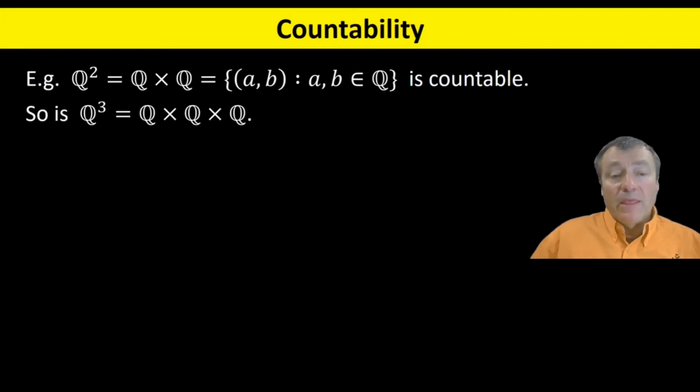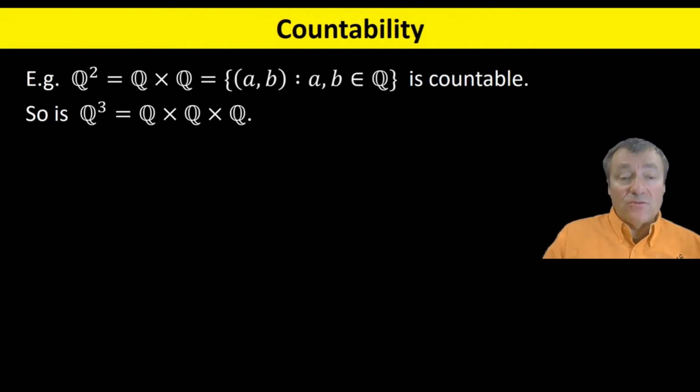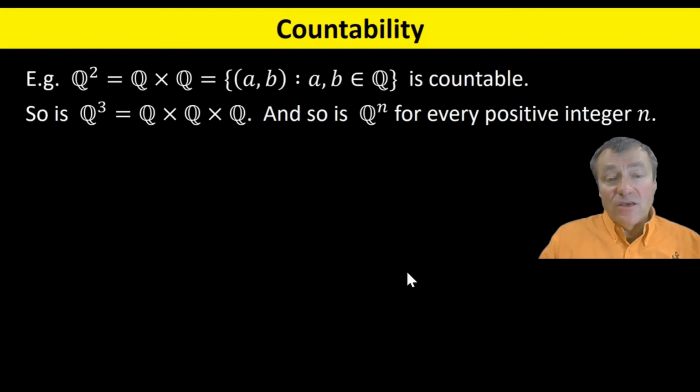And then Q3 is all ordered triples of rational numbers. So you can think of it as Q, Cartesian product with Q squared. So I'm putting together a Cartesian product of two countable sets, once again, countable. This is, if you like, the set of points in 3-space with rational coordinates. So is the n-tuples of rational numbers for every positive integer n. All of these are countable sets.